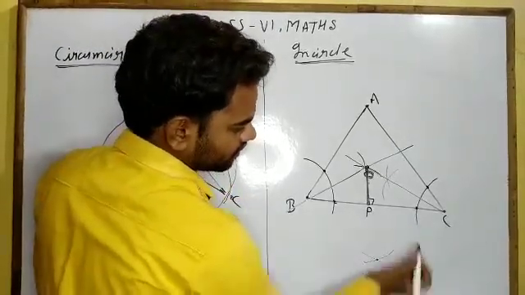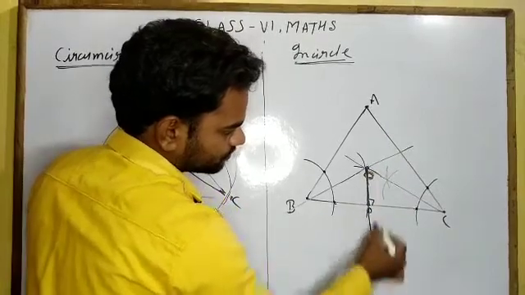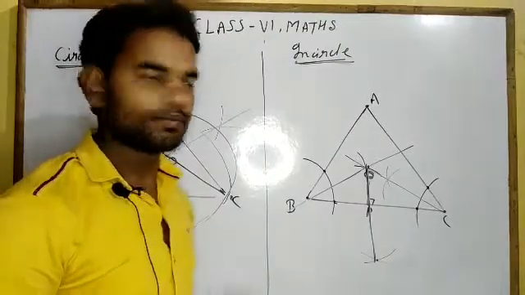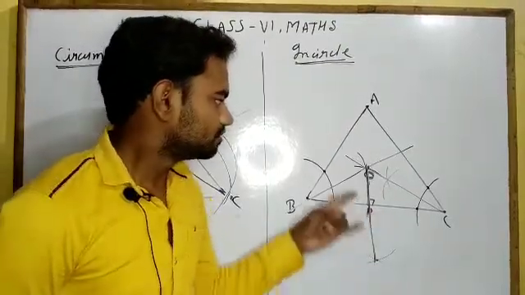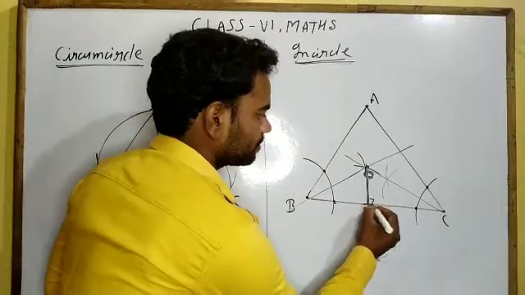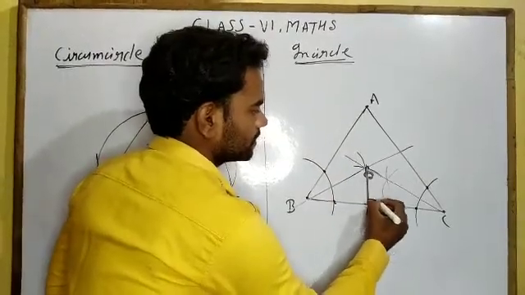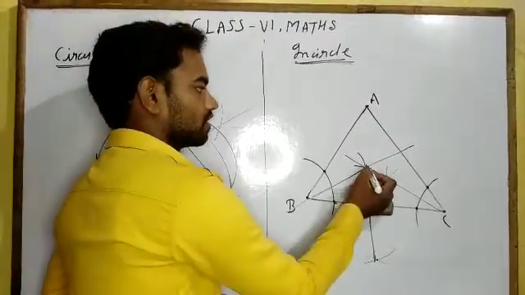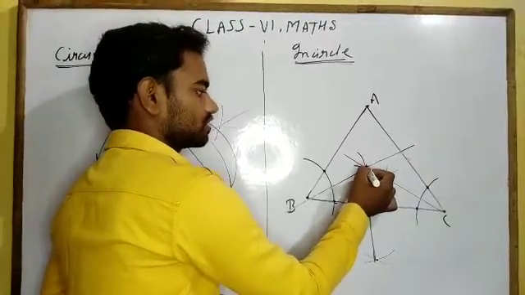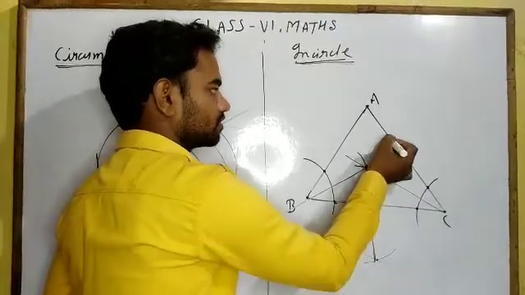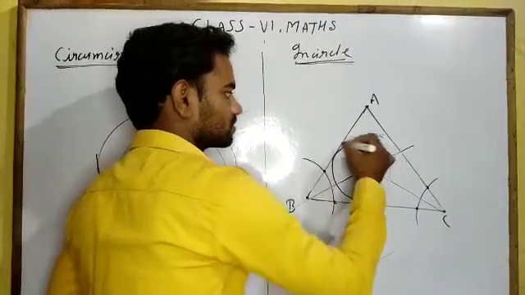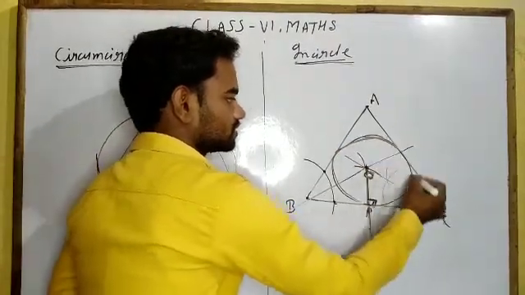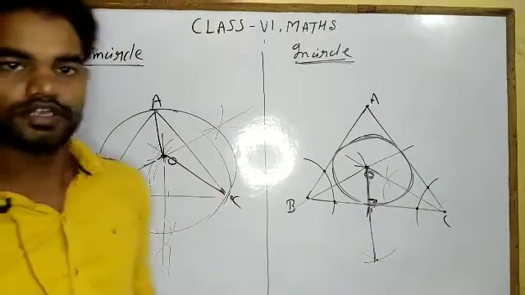Join these intersection points with O. This will be the perpendicular to BC. Mark a point P here. Then this OP will be the radius of the circle. Now, taking O as a center and OP as a radius, draw the circle which touches all the three sides of the triangle. This circle will be the incircle.